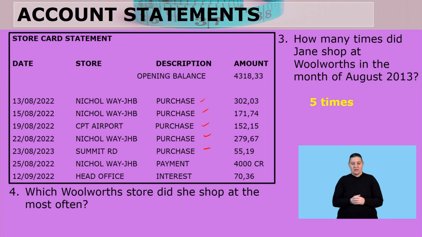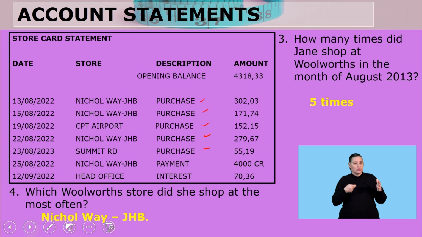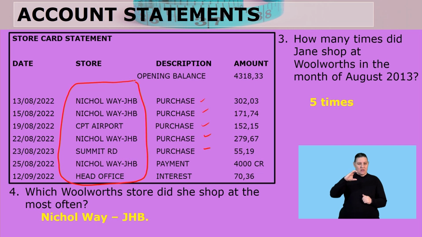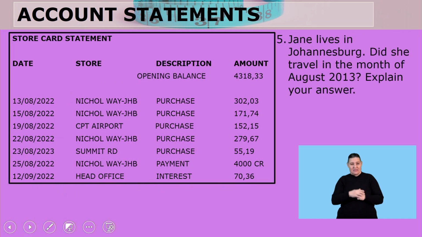Which Woolworths store did she shop at the most? She shopped at Nicolway, because if you look at the stores column here, you'll notice that Nicolway Johannesburg has the most purchases. And then Jane lives in Joburg.